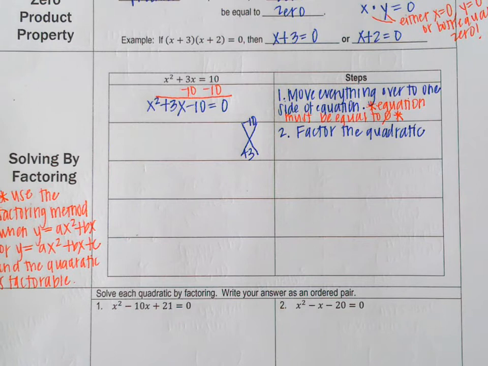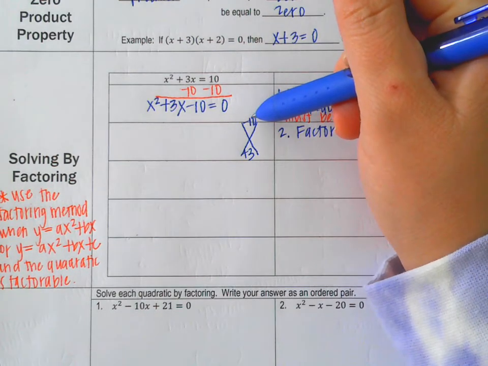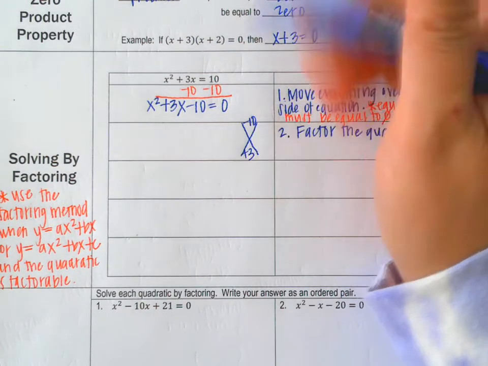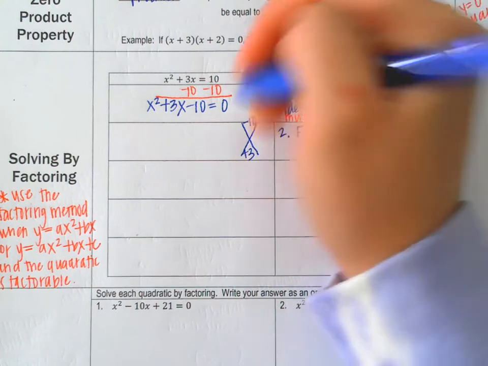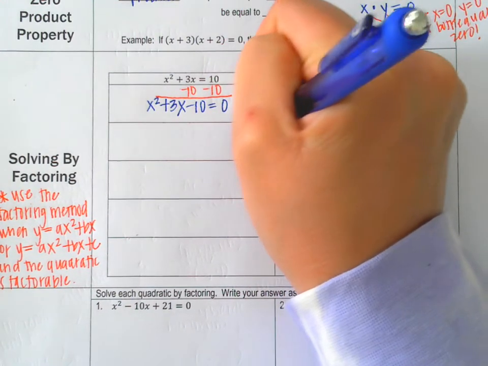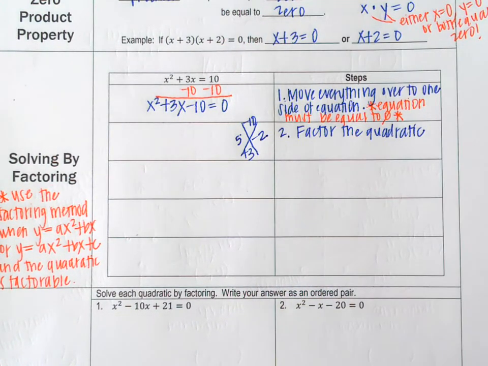So I really, really encourage you guys, if you don't know how to factor yet, please go back and watch those. Okay, so we're thinking what multiplies together to get me negative 10 and adds to get me positive 3. And that's 5 and negative 2. Now I can use my shortcut here. The reason I can use my shortcut here is because a is equal to 1.